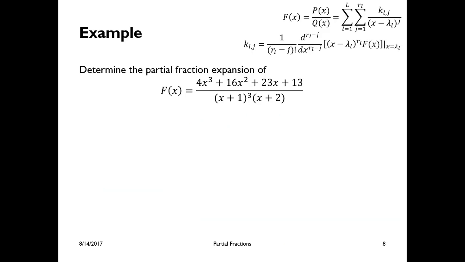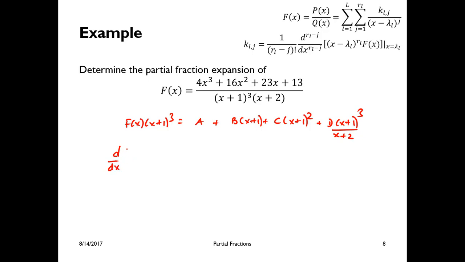Now let's take a look at how we calculate the remaining coefficients. So again, I'm going to start with f of x times x plus 1 cubed is going to be equal to A plus B times x plus 1 plus C times x plus 1 squared plus D times x plus 1 cubed over x plus 2. Again, if I simply evaluate both sides of this equation at x equal to minus 1, I'll be able to determine A. So let me differentiate both sides of the equation.